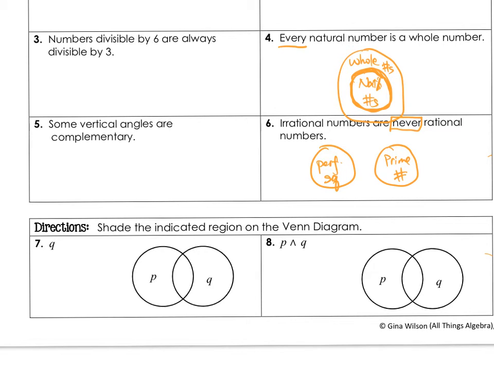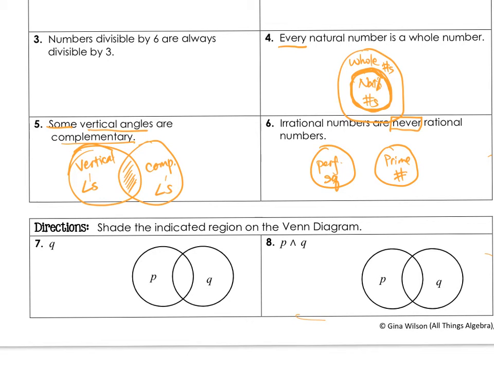Let's look at number 5. Some vertical angles are complementary. So I have vertical angles, I have complementary, I have two groups. So this represents that these in the middle are the ones that are both complementary as well as vertical. So this would be vertical angles, and this would be complementary angles. I'm just using a sign to represent that.